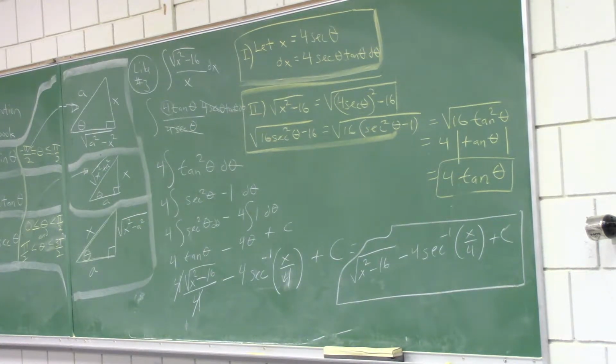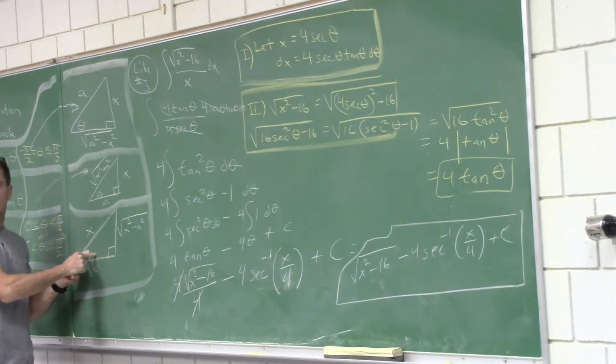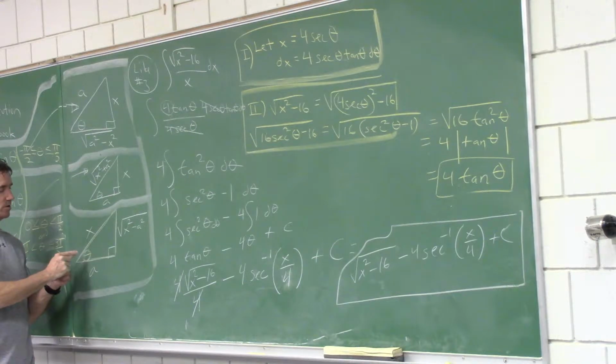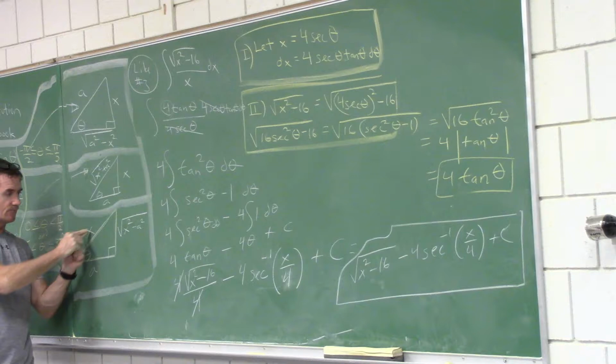Awesome. How'd you get inverse secant when you decided on it? When I looked at this one, we're using this triangle, right? There are two ways you can do it. You can look at this triangle and go, I need to replace theta. Well, secant of theta is x over a, right? Secant of theta equals x over a, so theta would equal inverse secant of x over a.